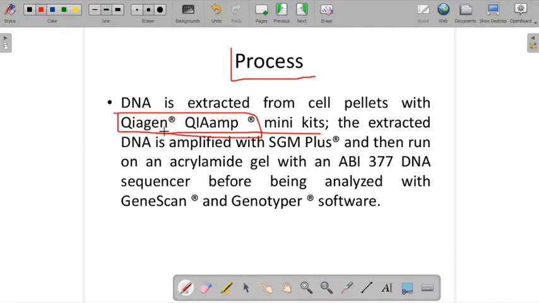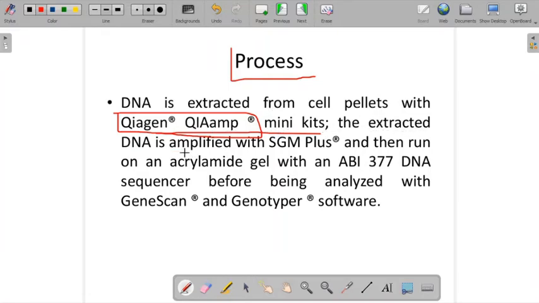Guys, I'm directly telling you what kind of kit we generally use in the process, what research laboratories use. So make sure you pay good attention to my lecture. The QIAamp mini kit is what we use to extract the whole DNA.